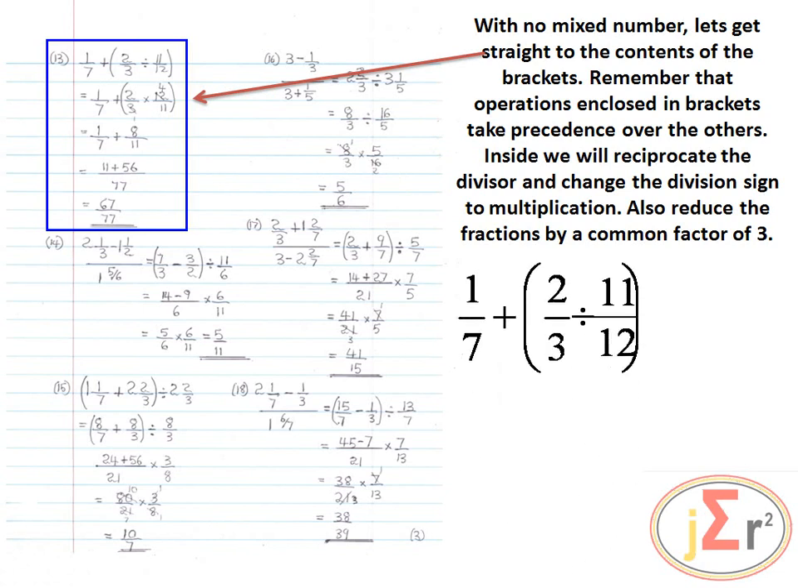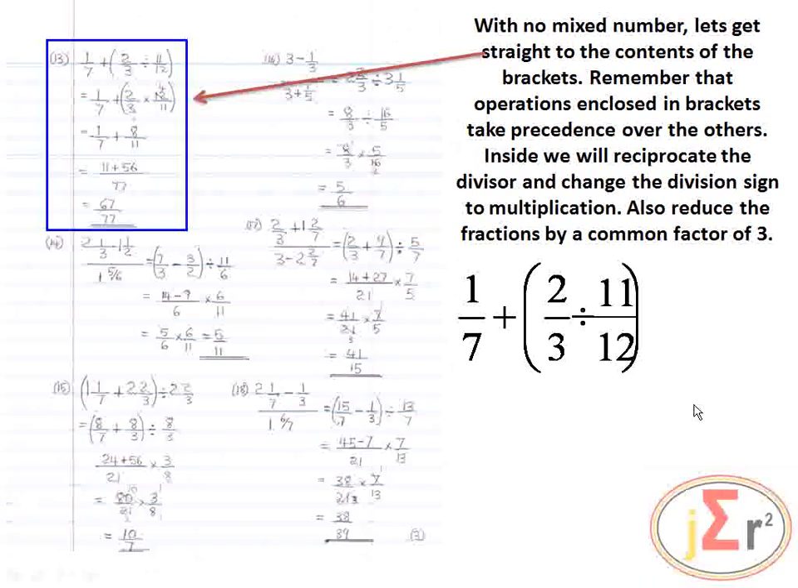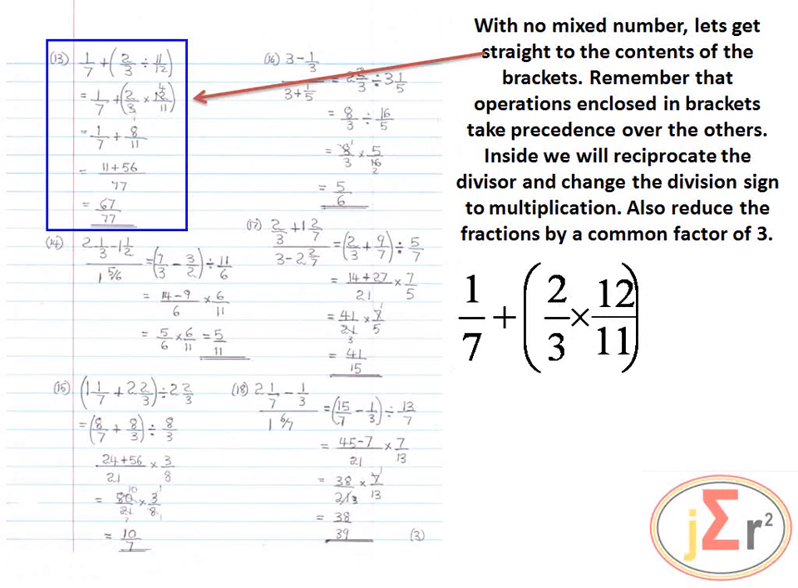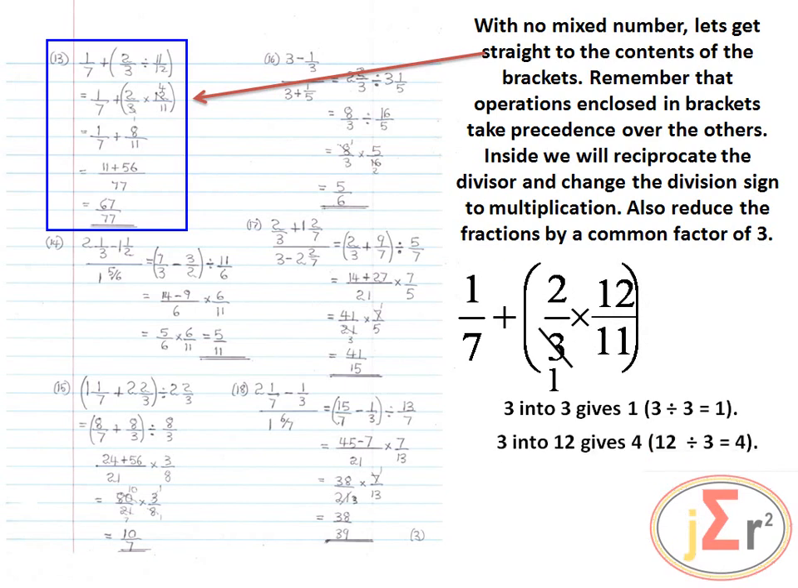So we have 1 over 7 here, 2 over 3 there, and 12. As a matter of fact, the original one, 11 over 12 there. And what do we do? Do the reciprocal and change the sign to multiplication. In addition to that, we will reduce by a common factor of 3. So 3 into 3 is 1, and 3 into 12 is 4.